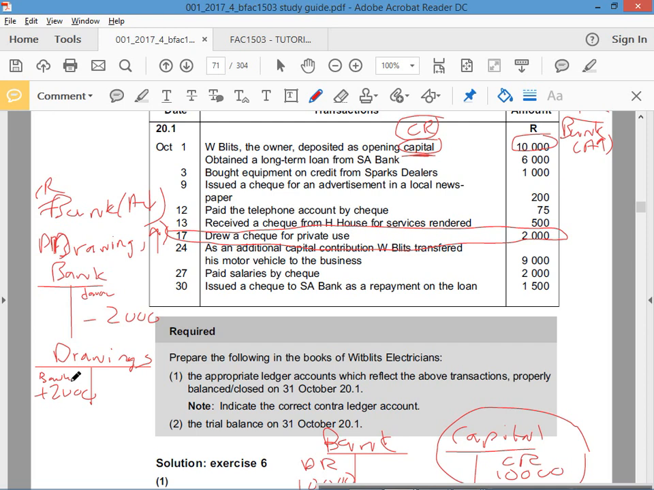That's why I'll show that to you later, because I'm not so worried about that. I'm more worried about this. Can you do that, yes or no? If you can't do that, you're never going to be able to do the other. That's why this is the key. Getting that is the key. Credit bank, debit drawings.